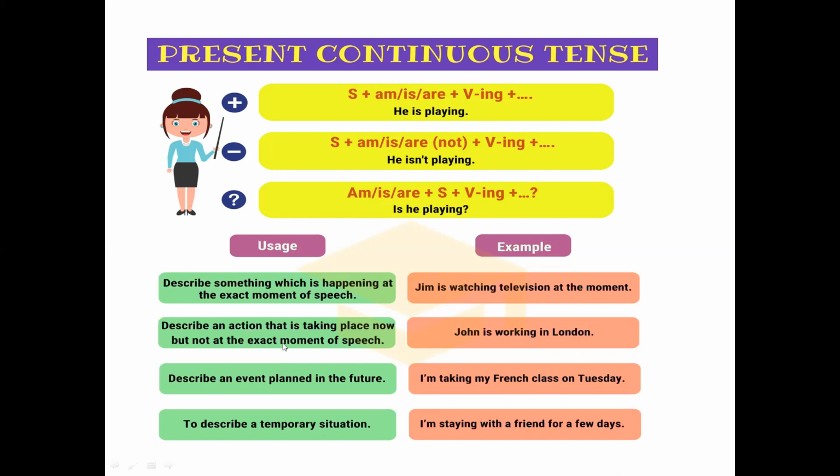Another condition is it describes an action which is happening nowadays, but it is not necessary that it is happening at the moment when you are speaking. Take an example. John is working in London. John is working in London means that he works in London. It doesn't mean that at the time when I am speaking he is working over there, or he's in office, or he's doing something in office. No, it means that from the last few days, last few months, or last few years, he's there in London working.